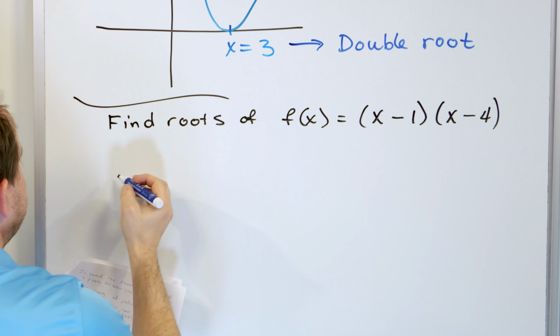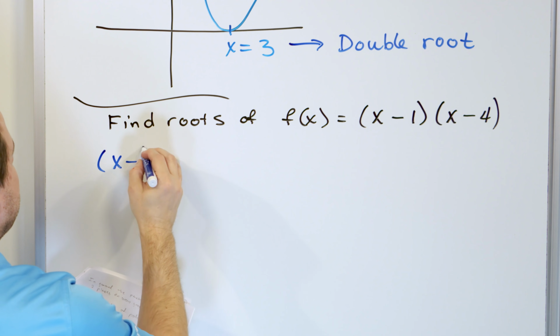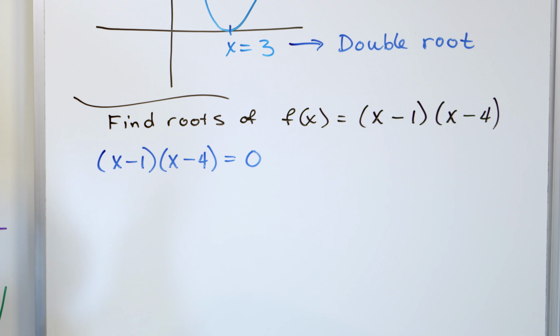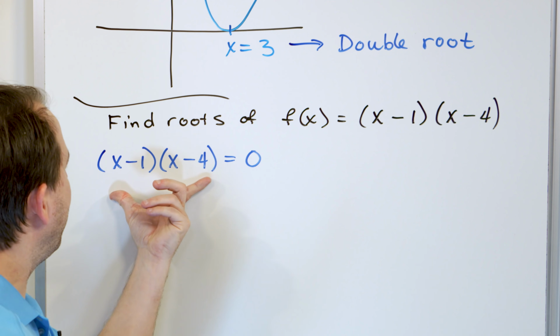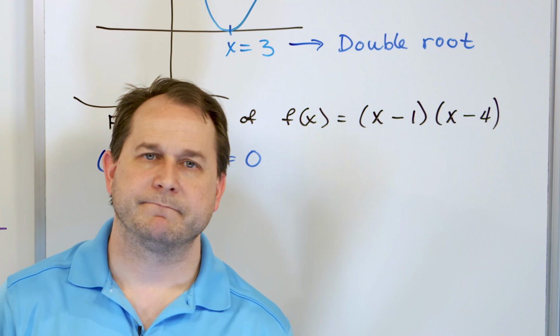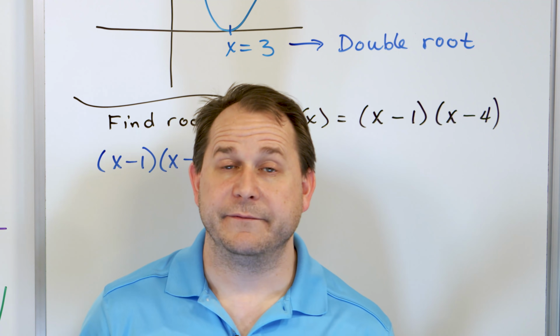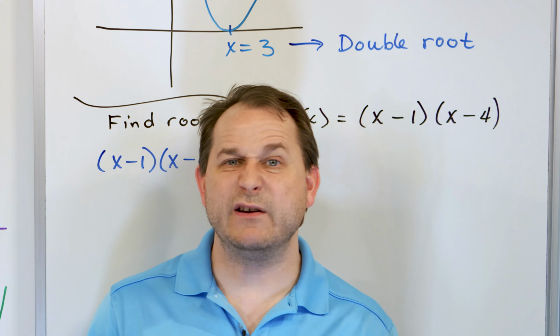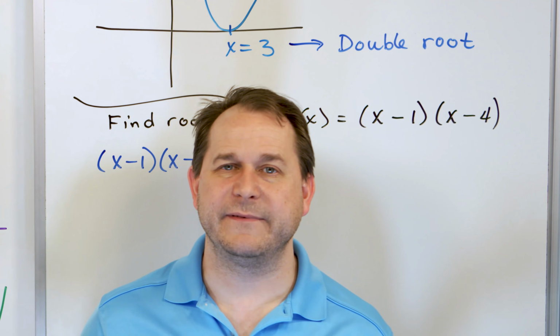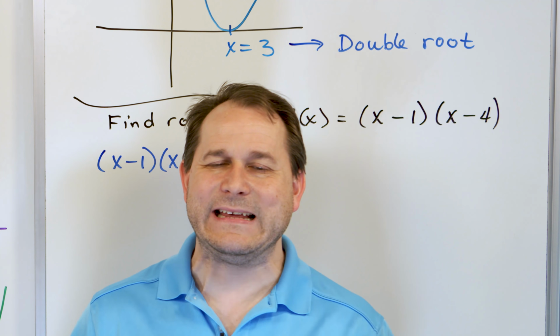You set the function equal to zero. (x minus 1)(x minus 4), you set this thing equal to zero. How do you proceed? Well, what you know is that this whole thing multiplied together must be equal to zero. But let me ask you a question. What is 1 times 5? You get 5, right? What is 0 times 5? You get 0, right? What is 5 times 0? You get 0. Anything times 0 is 0.